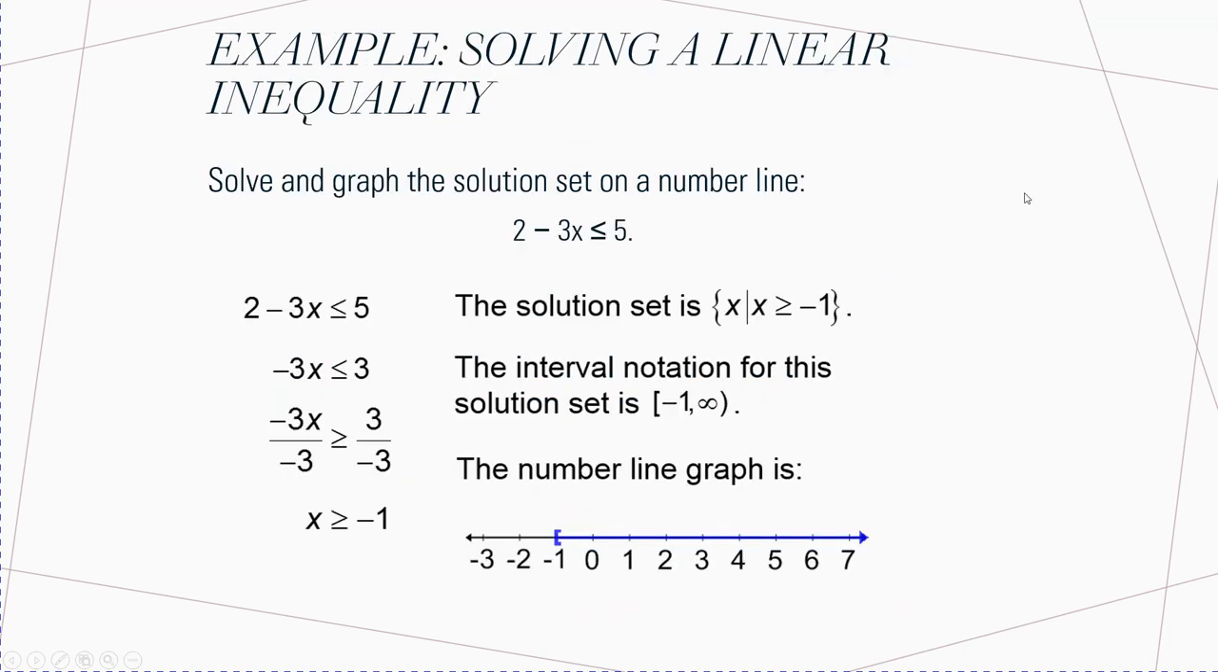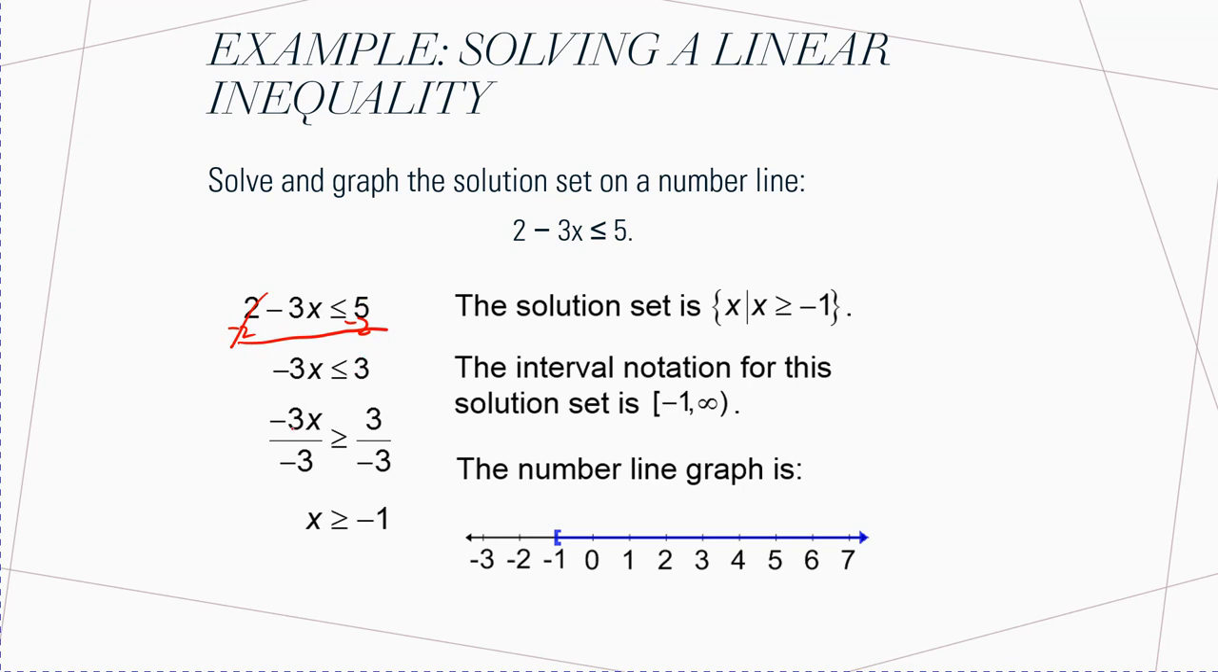All right, so let's do this one. I actually have this one worked out here, just so you can see. I want to solve and graph the solution set on a number line. So you have 2 minus 3x is less than or equal to 5. You're going to solve as you would a normal linear equation. So you're going to subtract 2 from each side. These are gone, so 5 minus 2 gets you this 3.